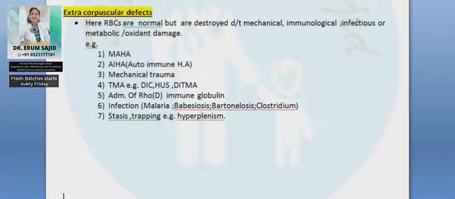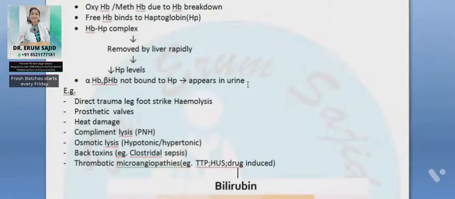Of course, infectious agents go and reside inside the RBC, for example malarial parasite, babesiosis, and they cause cellular damage. And then of course you have metabolic damage, free radicals, oxidative stress, and all these kinds of things that cause the damage, and that is the extracorpuscular defect.